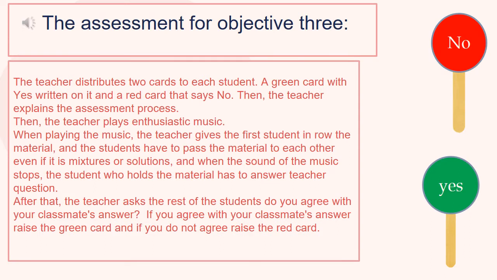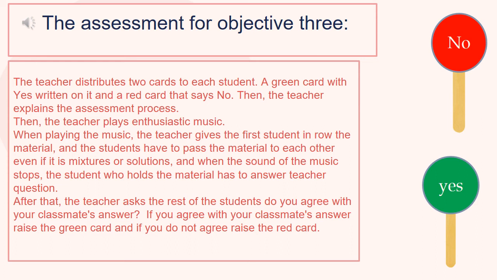So during the lesson, the teacher will give the assessment for the third objective. So she will distribute 2 cards to each student. As you see here, the green card with yes written on it, and the red card that says no. So the teacher will play the music and then gives the first student in row the material, and the students have to pass the material to each other. And when the music stops, the student who holds the material has to answer the teacher's question. So the teacher will ask him, is this a solution or a mixture? And what is the evidence that led you to say this answer?